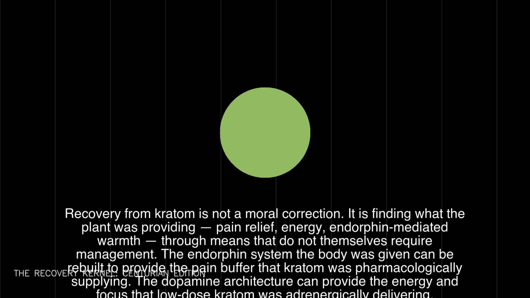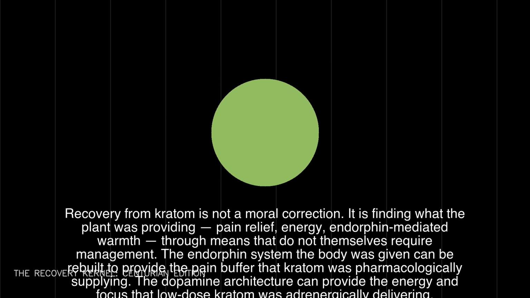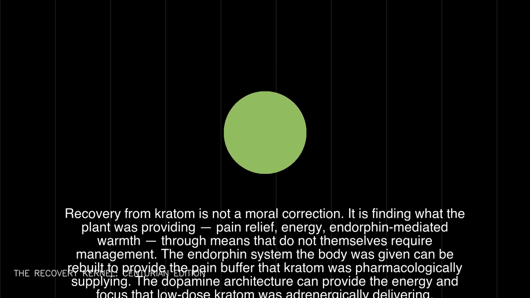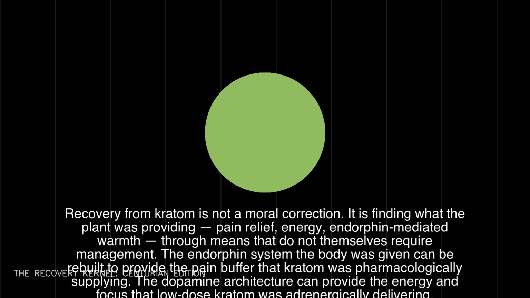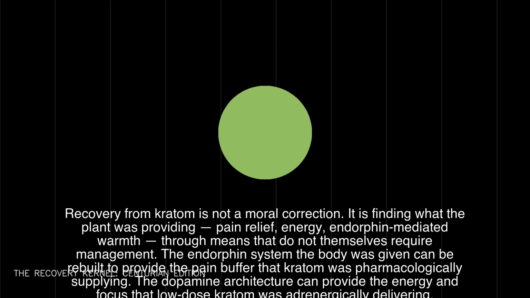It is finding what the plant was providing, pain relief, energy, endorphin-mediated warmth, through means that do not themselves require management. The endorphin system the body was given can be rebuilt to provide the pain buffer that kratom was pharmacologically supplying. The dopamine architecture can provide the energy and focus that low-dose kratom was adrenergically delivering.